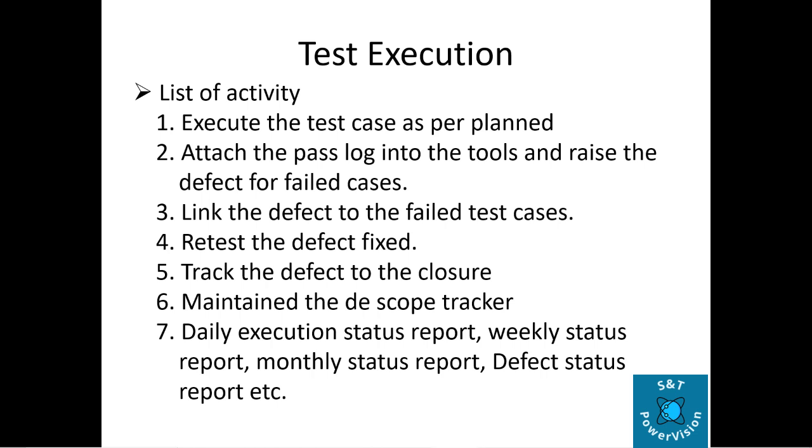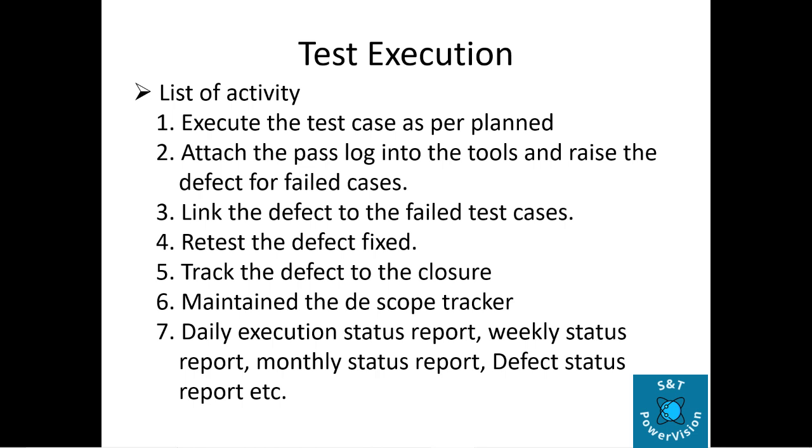In test execution, the list of activities we do: execute the test cases as per the plan, attach the pass log into the tools, and raise the defect for the failed cases and link those defects to the failed cases also. Once the developer fixes the defect, we have to retest the fixed defect here. Up next is tracking the defect to closure. Maintain the D-scope tracker here. So what is the D-scope tracker?